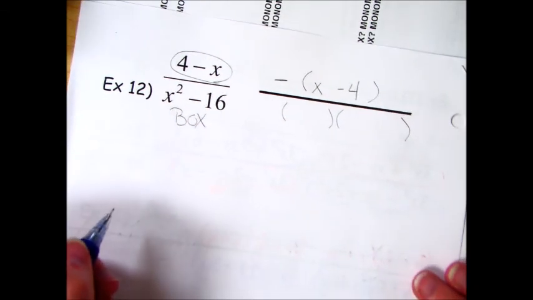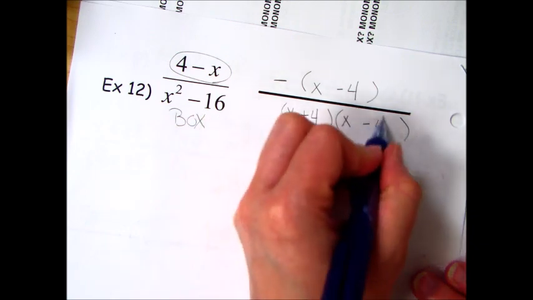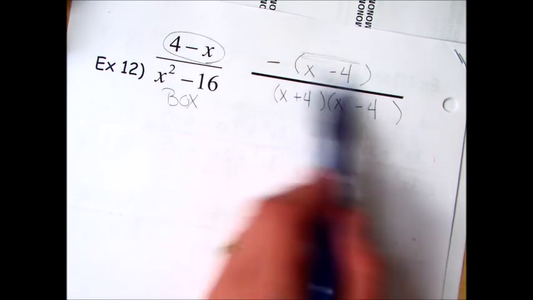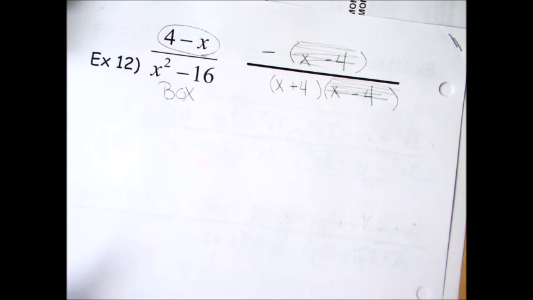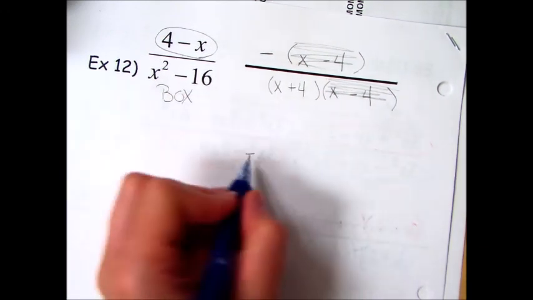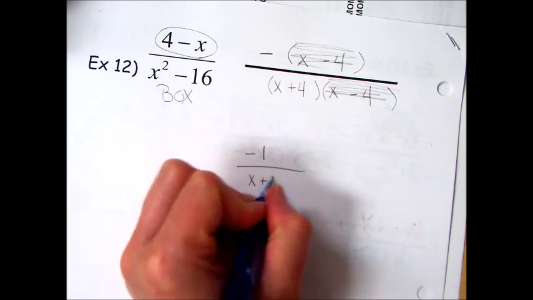When you factor x squared minus 16, if you did your job, you should get an x plus 4 and an x minus 4. The last step, canceling the things that are identical, x minus 4s, the binomials. That leaves me with a negative. Now you can't just have a negative up top, so we'll call it a negative 1 over x plus 4.